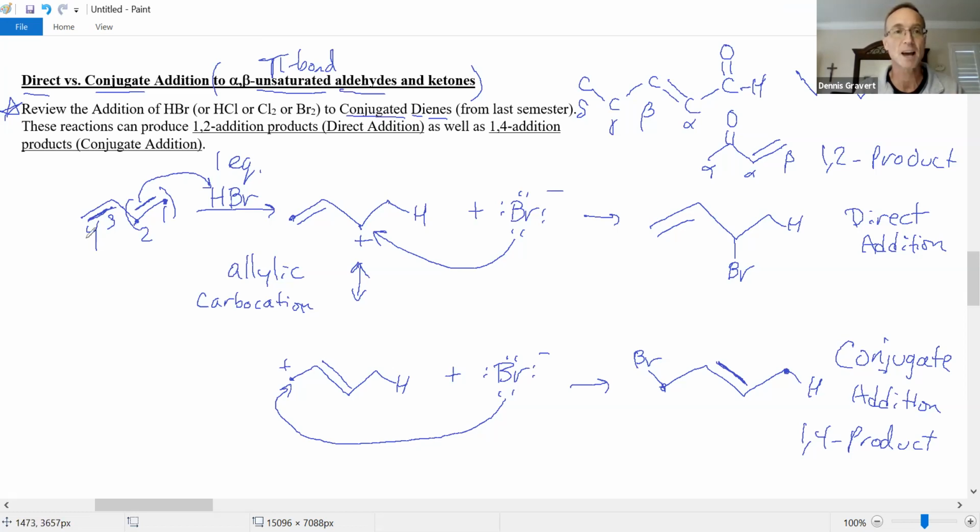And look at your pi bonds. They're following the same pattern as the diene did. It's double, single, double. Yeah, we got a double, single, double. And this one up here is double, single, double. And it doesn't matter that they're not both dienes. What's important is that they're conjugated. The pi bonds are conjugated, alternating double with single.